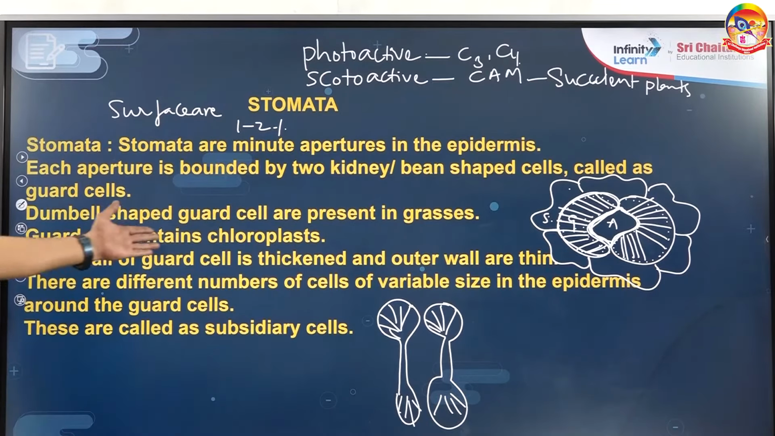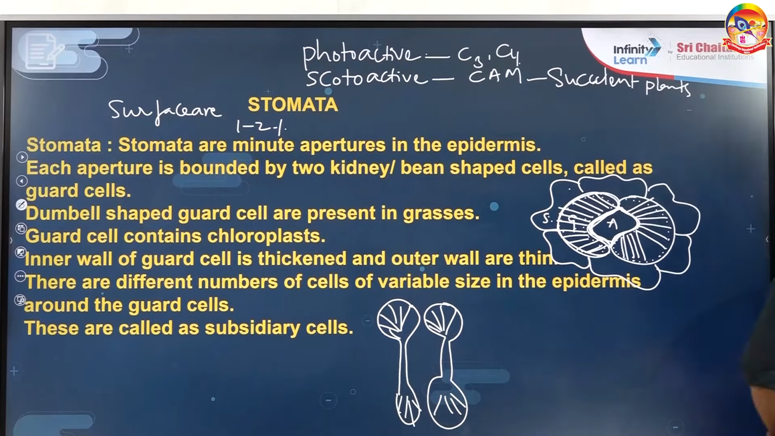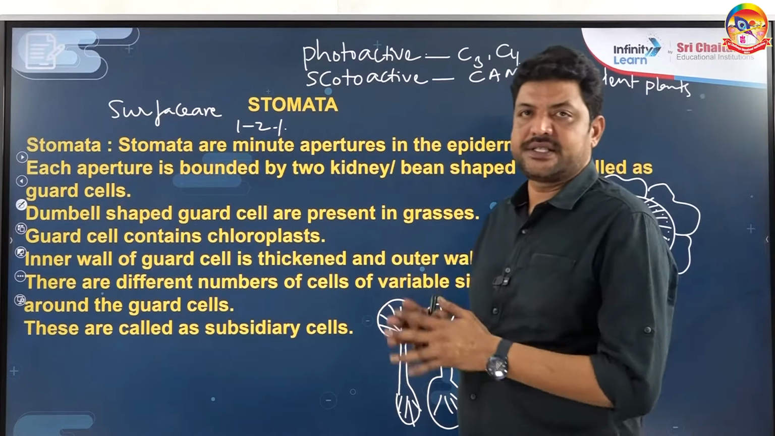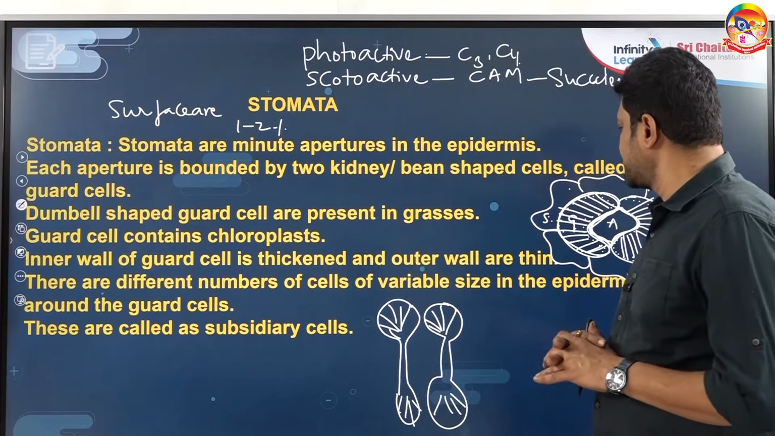And guard cells contain chloroplast. I told you just now, of the following epidermal cells, the epidermal tissue that contains chloroplast is absolutely guard cells. And the 2018 APMT question: opening and closing of stomata is due to the change in the turgidity of guard cells. That is one previous year question.